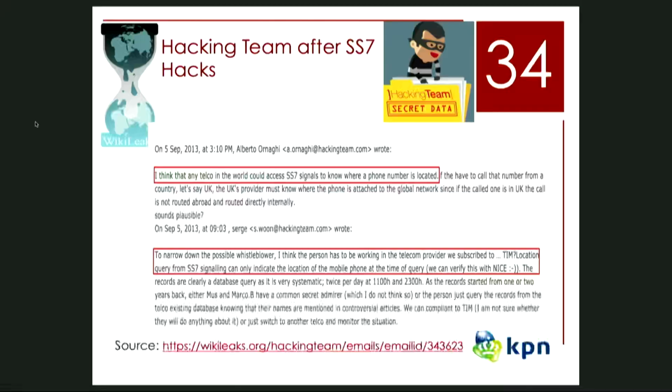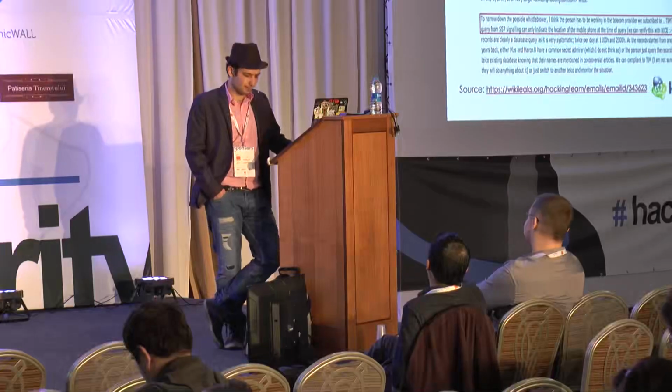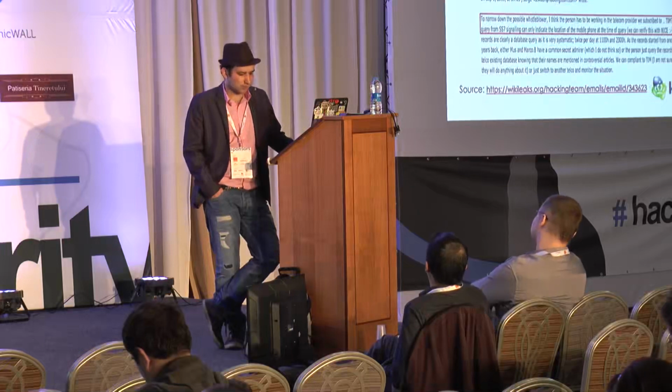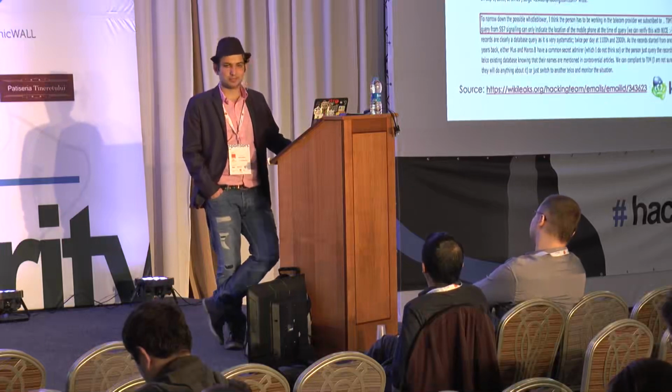An interesting mail log found on WikiLeaks revealed that Hacking Team, an Italian company which is known for selling weaponized surveillance tools to oppressive governments, was also interested in exploiting SS7 for user location tracking. And it is technically true that the location of a mobile cell phone could be obtained.